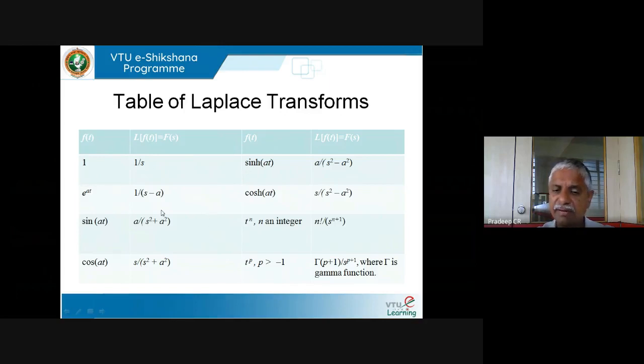Laplace of these 8 functions you need to remember. Which are the 8 functions? Constant function, exponential function, 2 trigonometric functions, 2 hyperbolic functions, one polynomial with the degree being an integer, and another polynomial where the degree is not necessarily an integer, it can be any number greater than minus 1. In that case, this will be the Laplace transform of this. So this is the table of Laplace transforms which you need to remember.